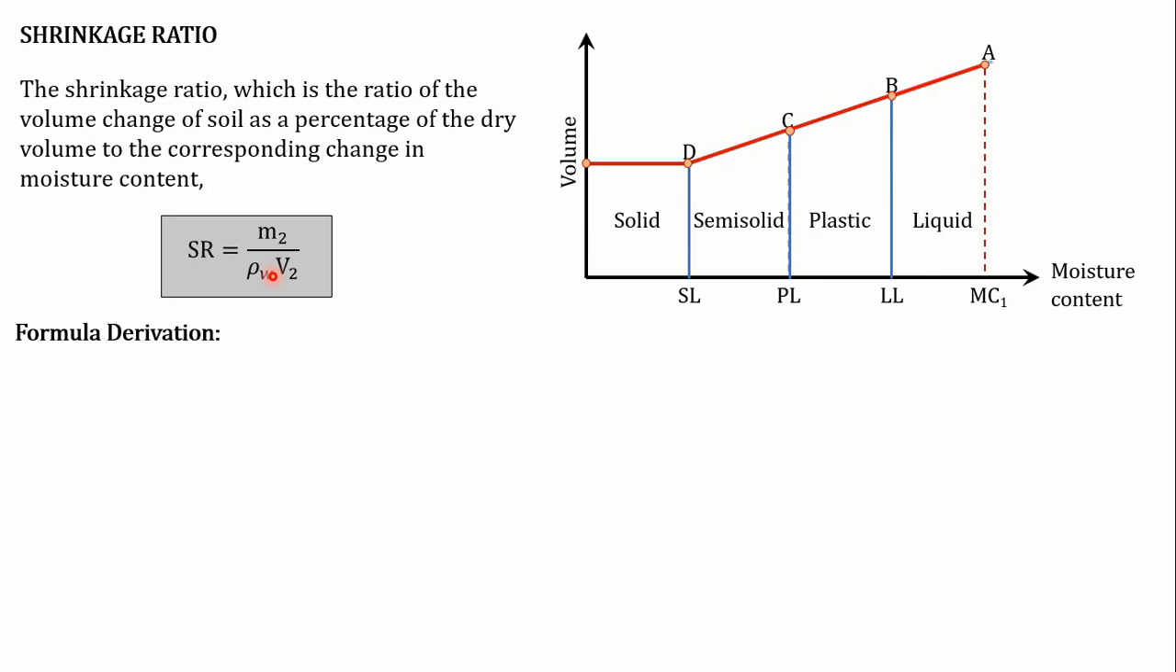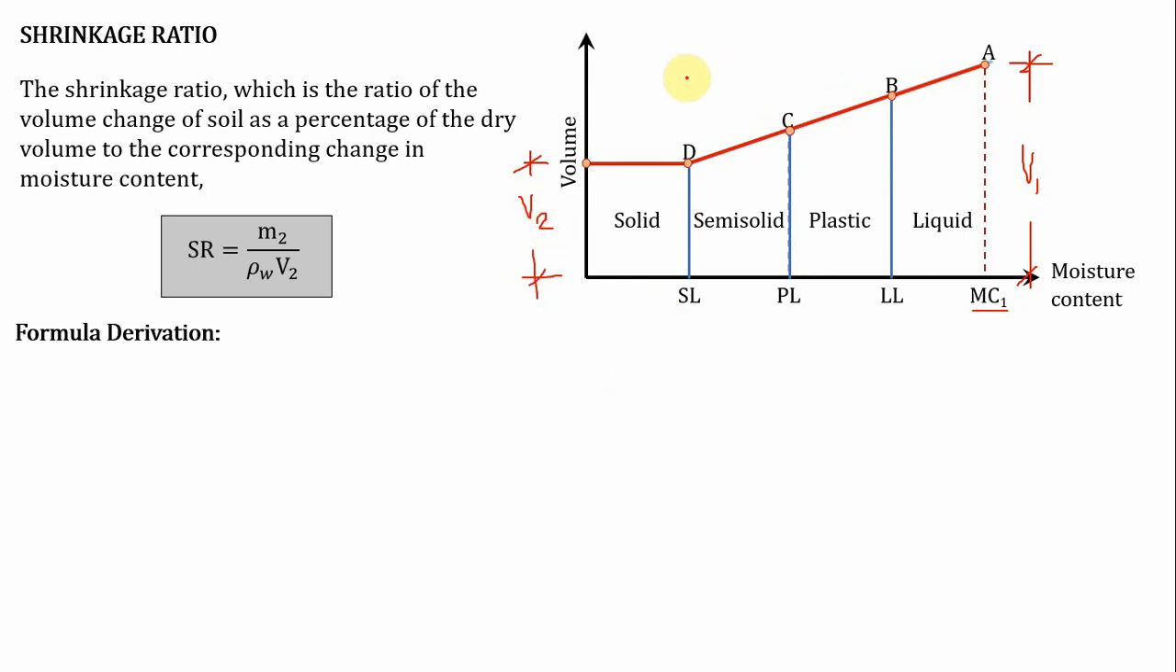Before that, class, I will first draw the dimensions. At A, this is our natural state. The moisture content at the natural state is denoted as MC1. This is our moisture content at the natural state, and its volume is V1. When it is oven-dried, this becomes its volume, V2.